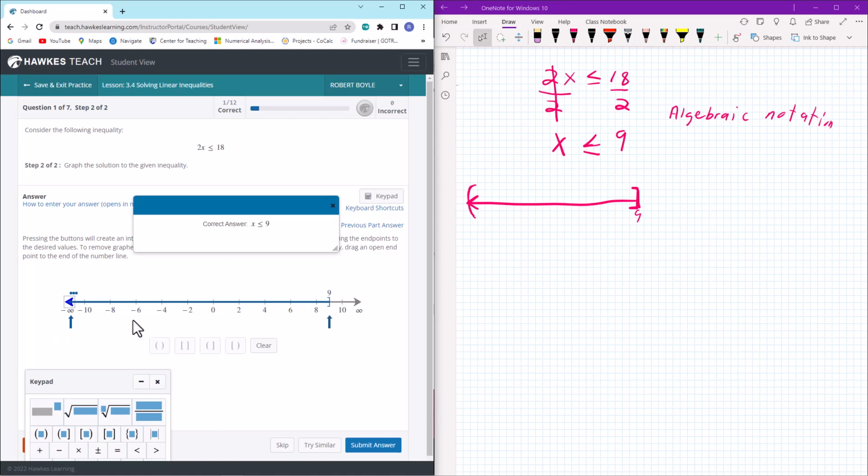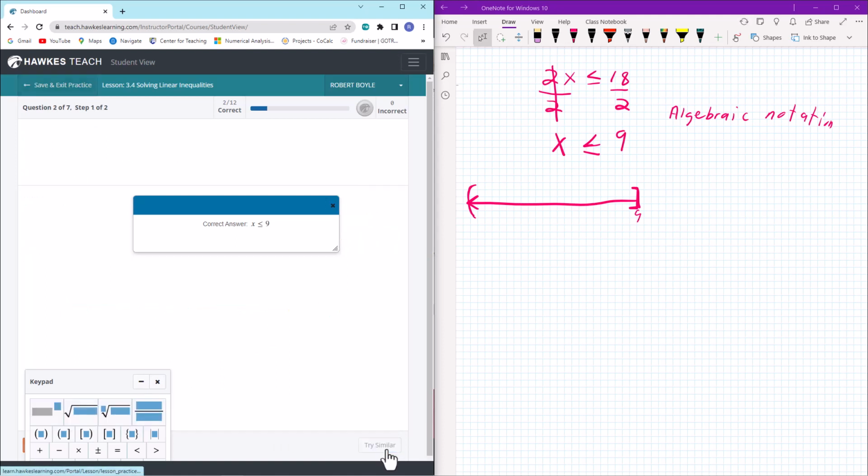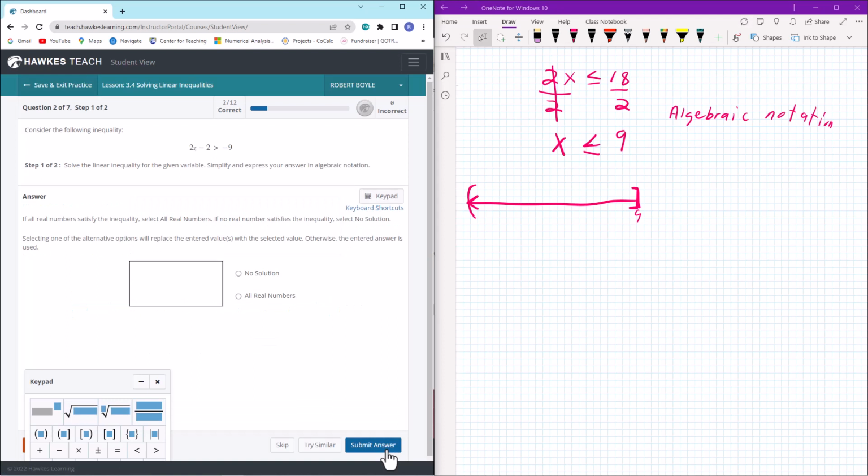Okay? And that's what your graph should look like. Submit your answer. And there you go. That's how it's done. Okay, let's move on to the next one. This one's a little more complicated.